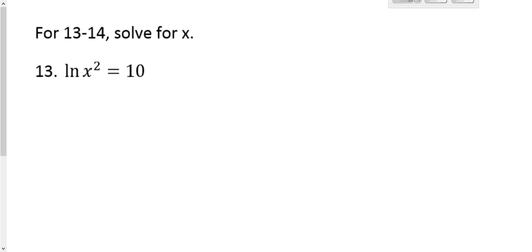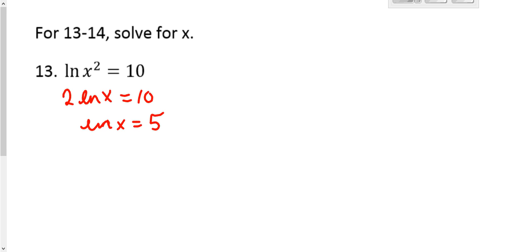Well, to undo an ln, we'll need to put it in the exponent of an e, but we also have a 2 that we can get rid of. So we can bring that 2 down in front, and we can have 2 times the ln of x equals 10. And if we divide by 2, we have the ln of x equals 5.